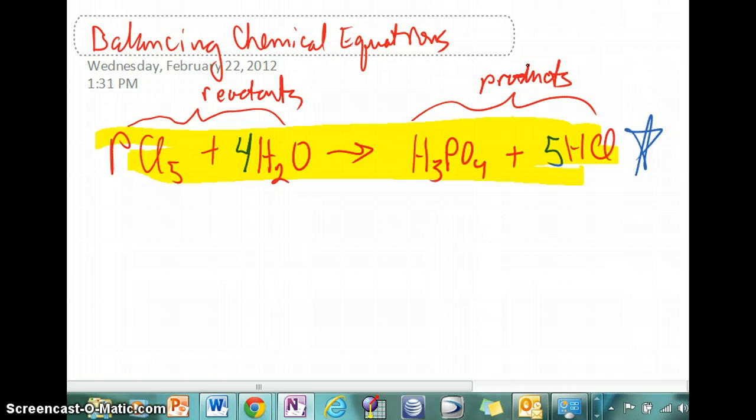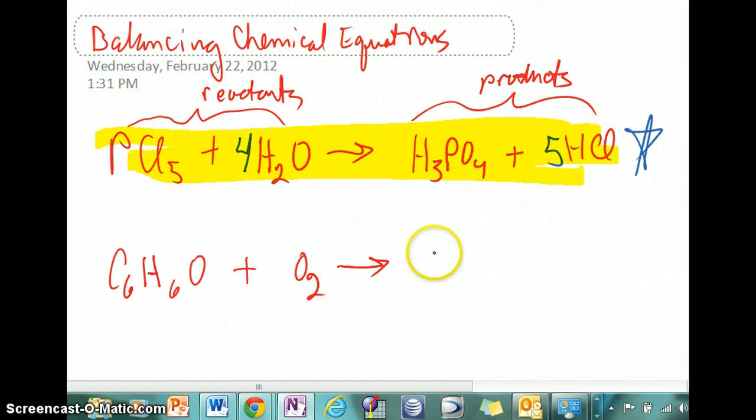Okay, let's try another one here. Let's do this one. C6H6O plus oxygen, because it's diatomic, it's O2, and it's going to yield carbon monoxide and water. Hopefully I've written this down correctly. I just got some different reactions off of a website. Alright, so here we go. Let's use a different color again to balance this.